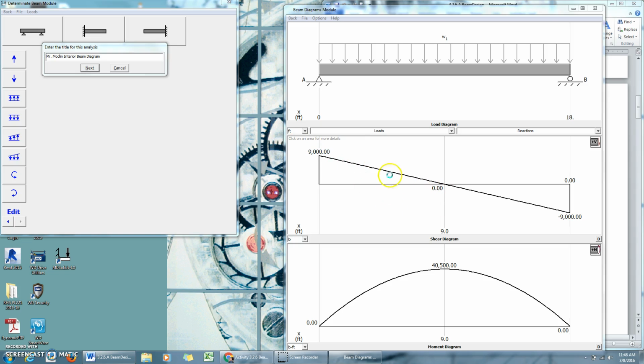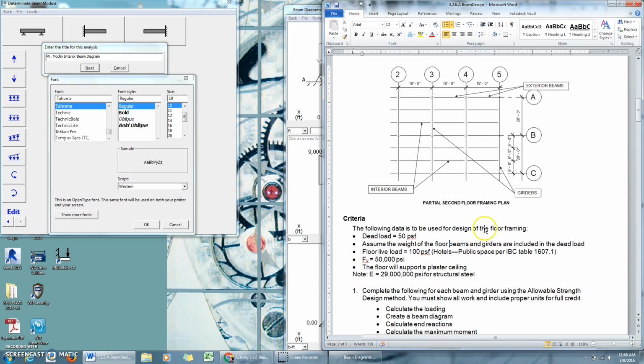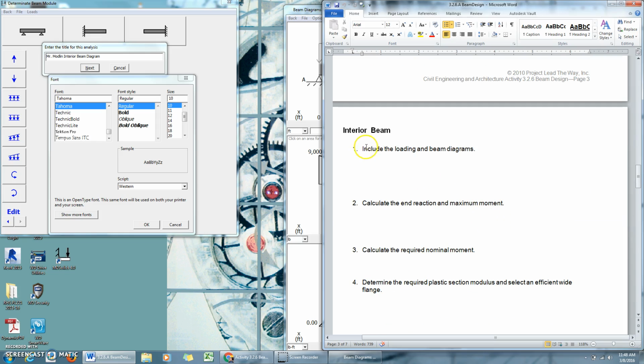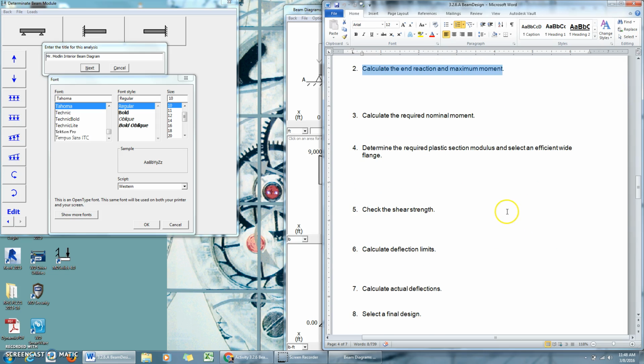And that is everything that you need for basically number 1 and number 2 for this interior beam. That's going to give us the loading and beam diagrams. It's going to give us the end reaction and the maximum moment. The next steps are going to be another video, steps 3, 4, 5, 6, 7, and 8. So keep an eye out for those. And that's all.